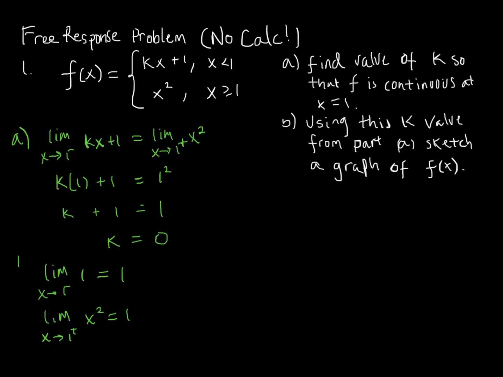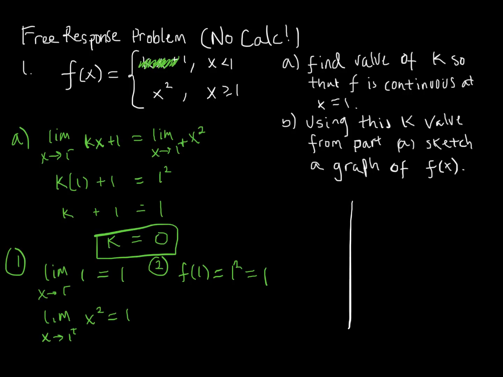So this would be criteria 1. Now criteria 2, we need to know what f of 1 is. Well, when x is 1, we're using this part of the function, and so we'd have 1 squared, which is equal to 1. And so we now have the criteria for continuity satisfied with a k value of 0. So now with k value of 0, let's go ahead and just put that in. And to put that in, we'll just get rid of this piece here, because 0 times anything is 0. So now we can go ahead and sketch a graph of this function.